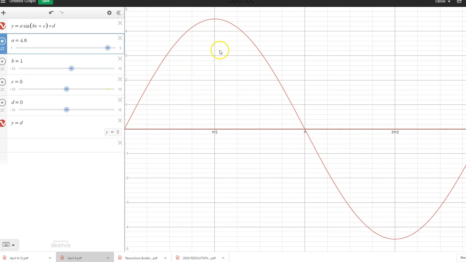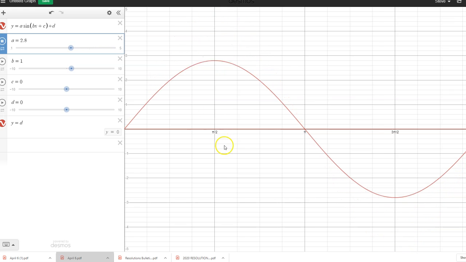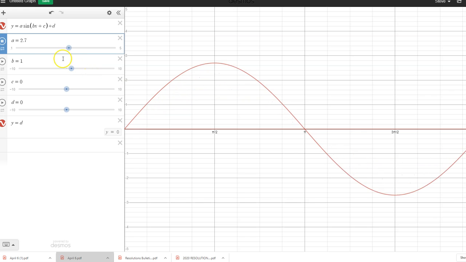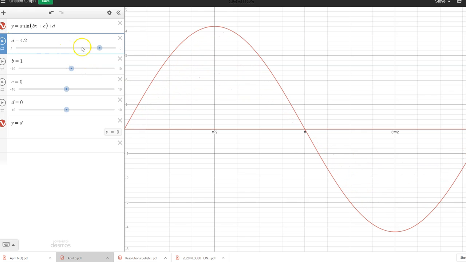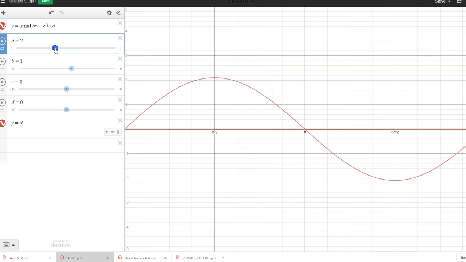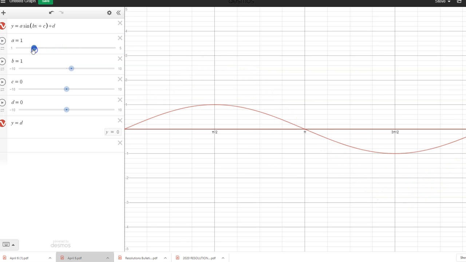So that's the size of the graph, right? Kind of its vertical size. It's like a vertical stretch for a quadratic or a cubic or something like that. So we're going to set that back to 1, just so we're back at our starting. Oops, there's our starting curve again.